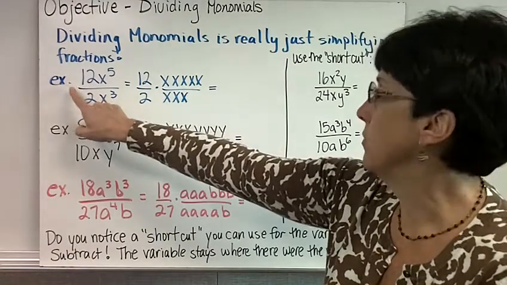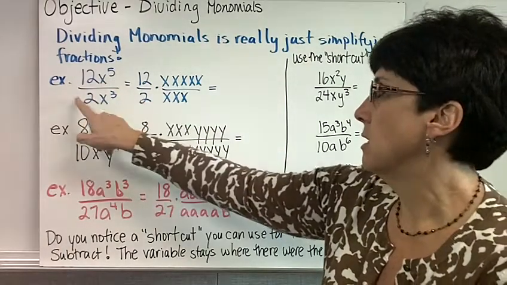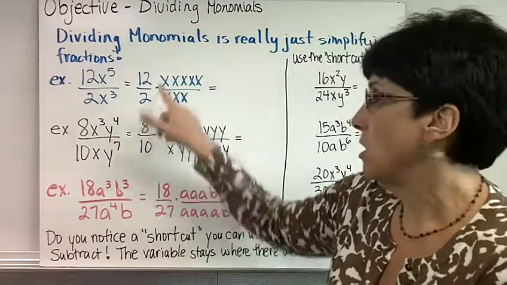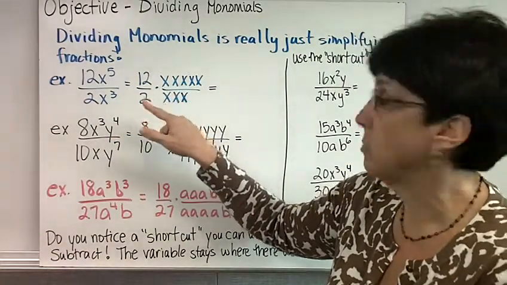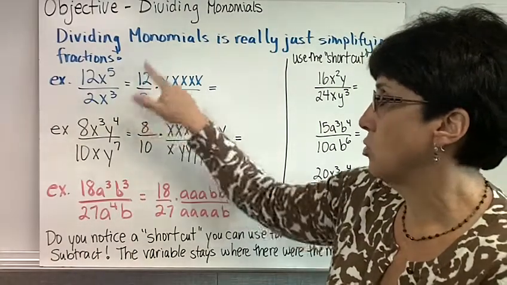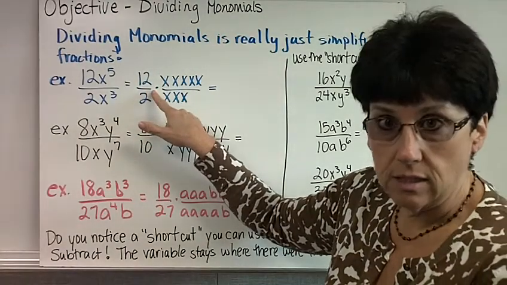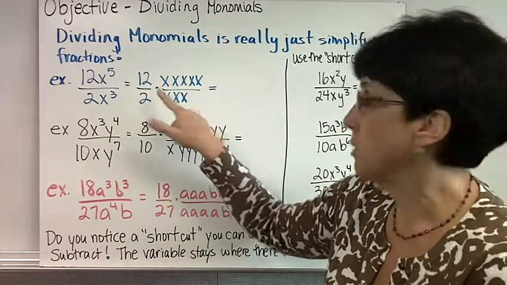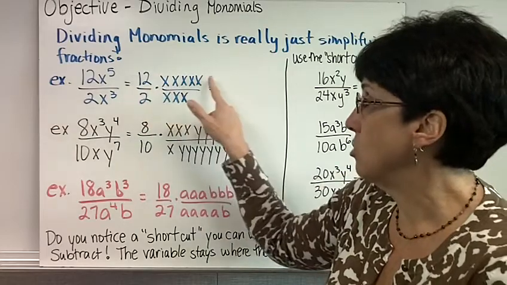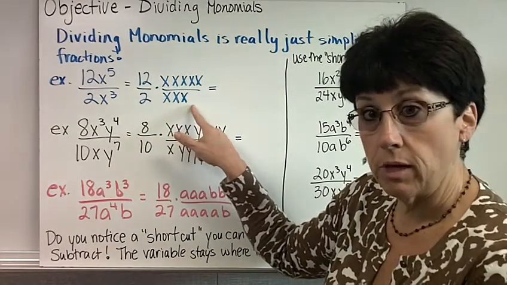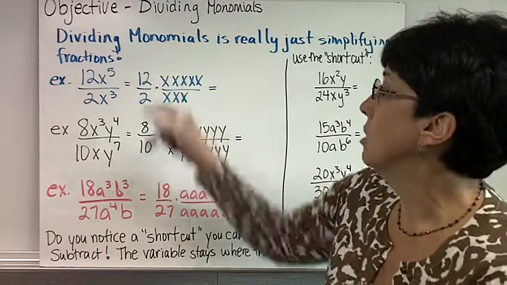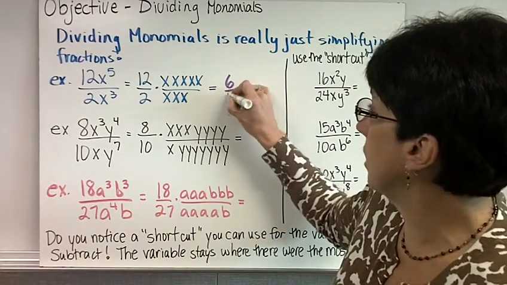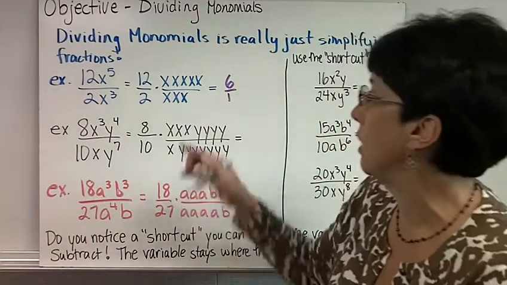So let's do one. 12x to the fifth divided by 2x to the third. You break it up. You do your like terms, just like when we're multiplying. So I'm going to break it up so it's 12 over 2, times 5 x's in the numerator and 3 x's in the denominator. And I broke it out. So 12 divided by 2 is the same as 6 over 1, right? I'm going to keep it as a fraction right now.